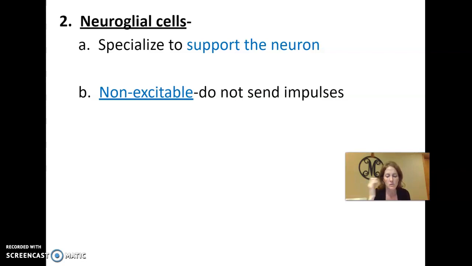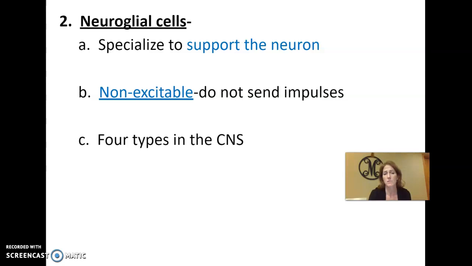Now, these do reproduce throughout adulthood. You may have heard that you cannot reproduce neurons. That is true for the cells we just talked about, but the neuroglial cells do reproduce. That's good because they can replace themselves, but if for some reason reproduction, mitosis, goes haywire and doesn't work as it should, you can get tumors. These are non-excitable cells. They're not about sending the impulses.